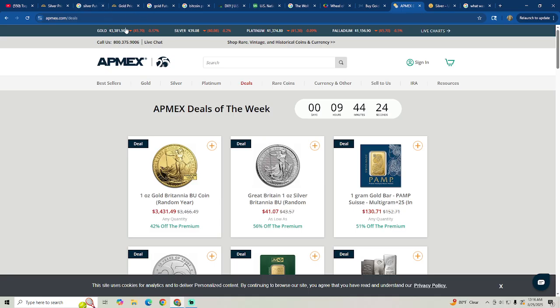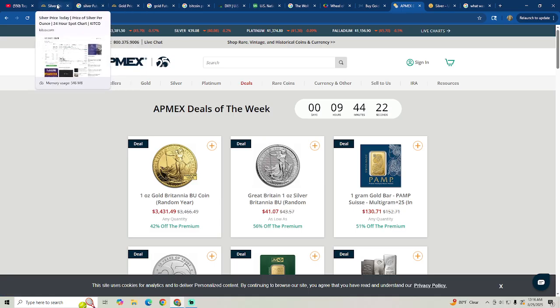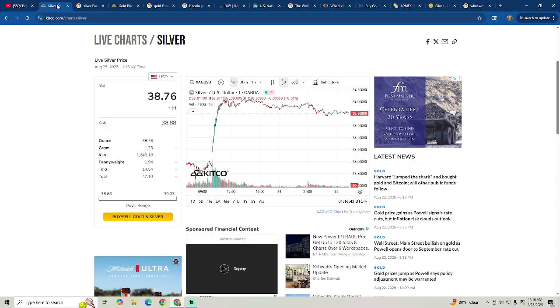So I really want people to understand these things, because how much you pay for your silver and how much you pay for your gold makes a big difference. I don't want to see you guys get destroyed. I've seen some crazy prices out there.